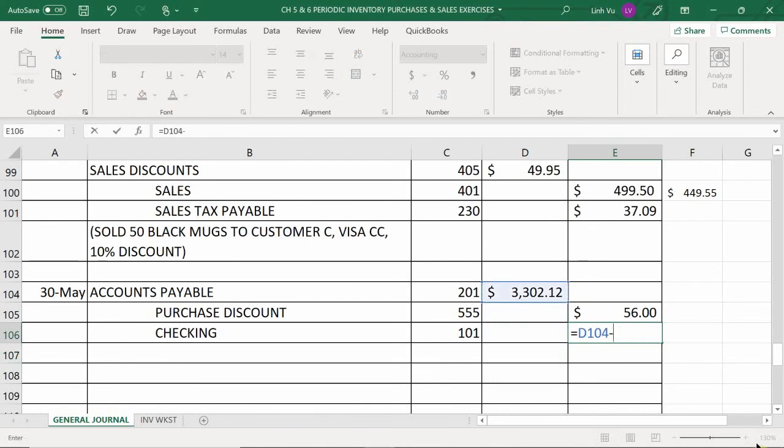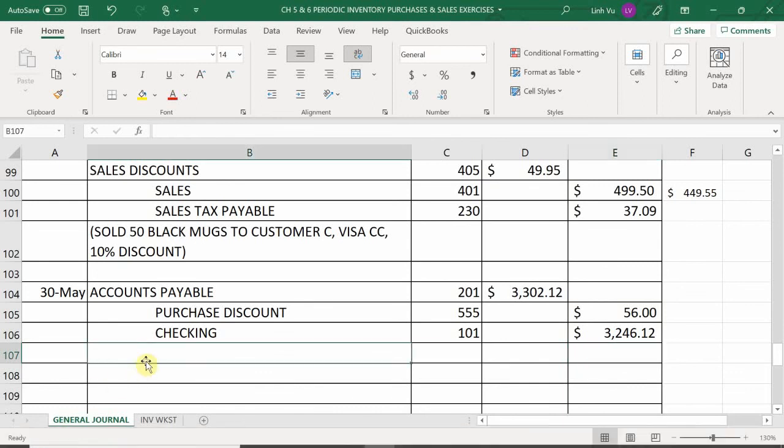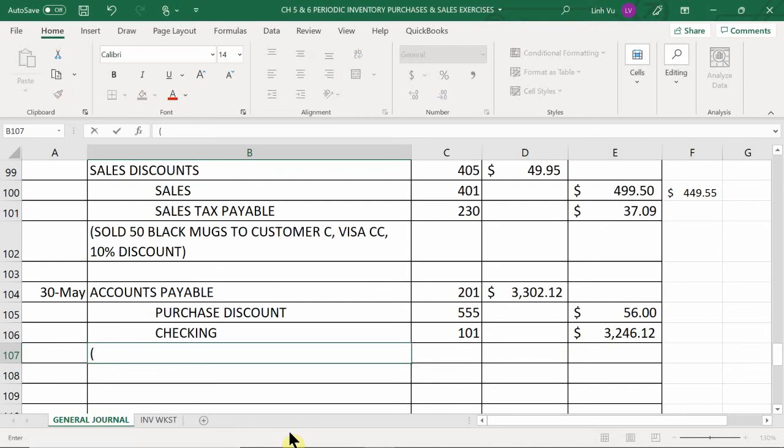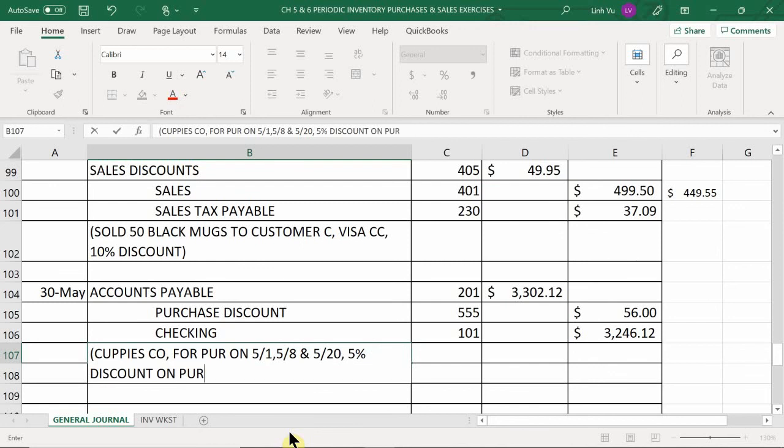It's $3,302.12 minus $56, which gives me $3,246.12. So in this case, I'm going to say I paid Cuppies Co. for purchases on May 1st, May 8th, and May 20th, 5% discount on purchase for the 20th of May, and comma, how did I pay? I paid with check number 201.